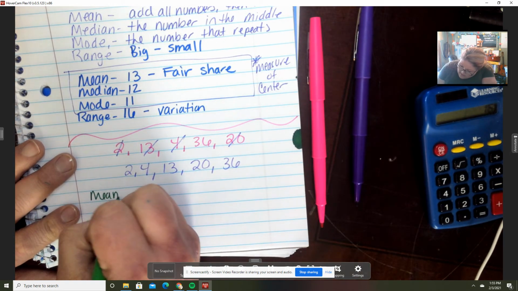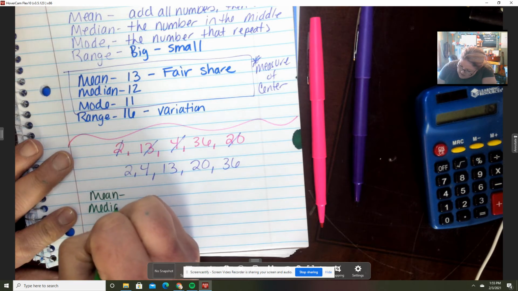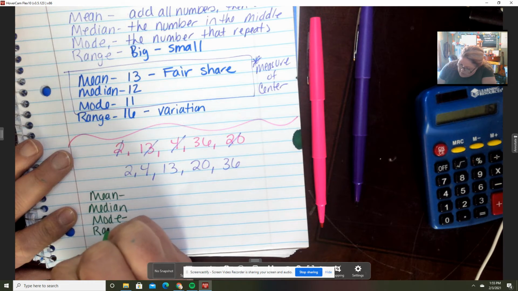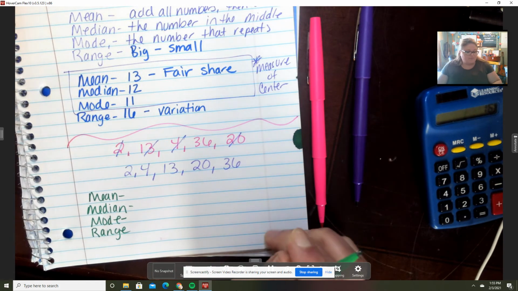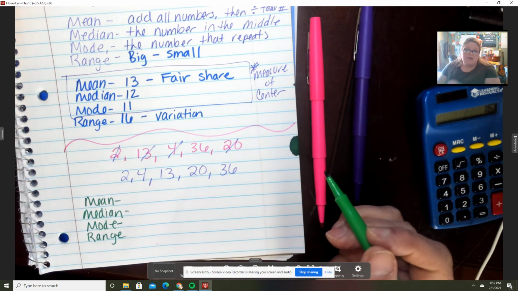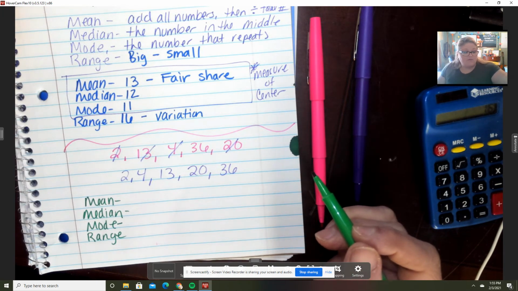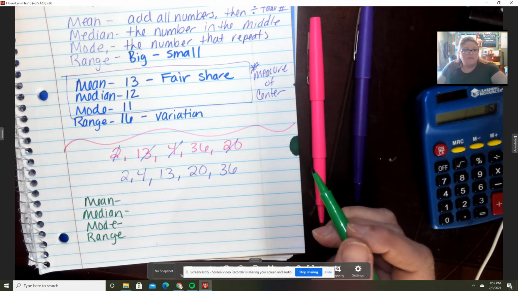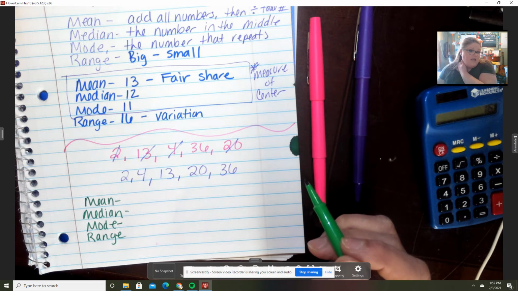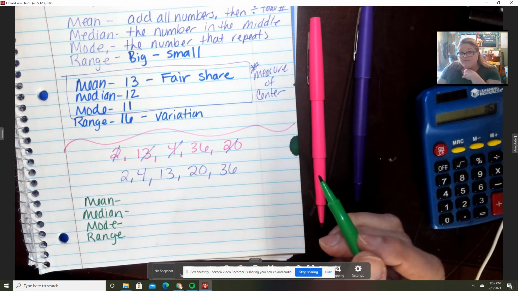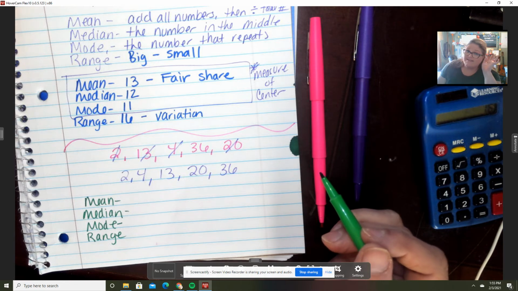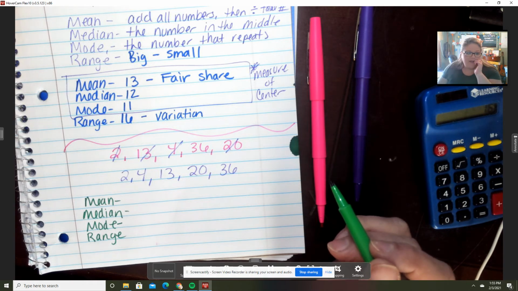Mean, median, mode, range. Mean means average, mean means average, mode means most, mode means most, median is in the middle, median is in the middle, now I know. Range means difference, range means difference, big minus small, big minus small. These are all statistics, now I know.